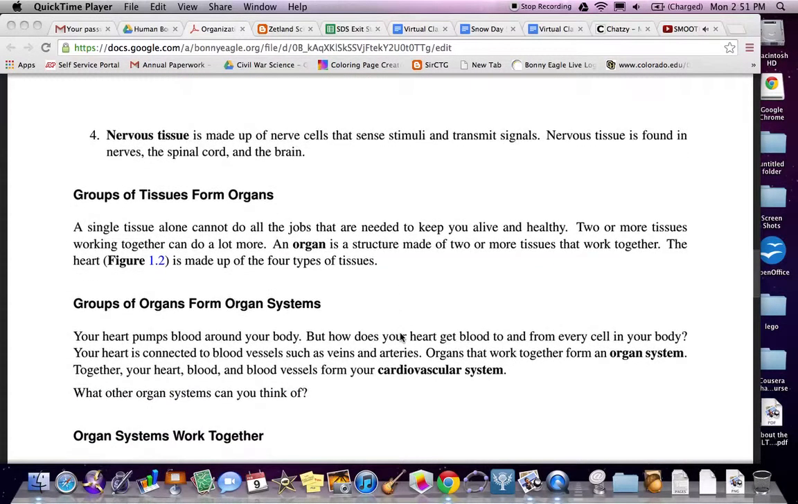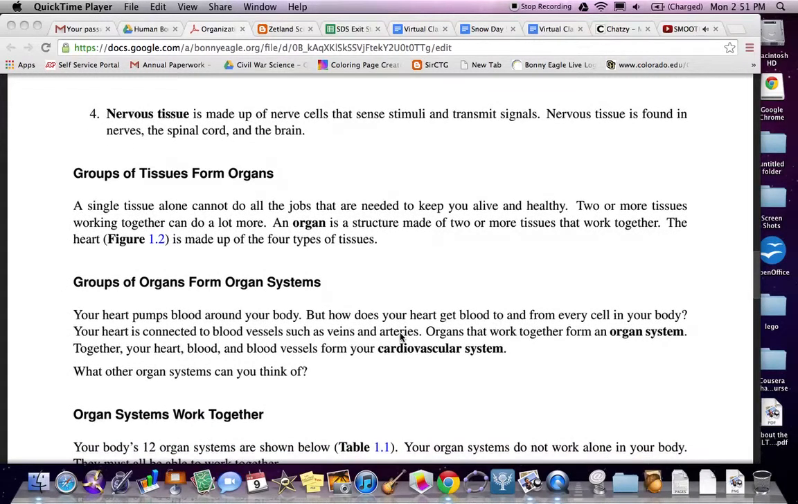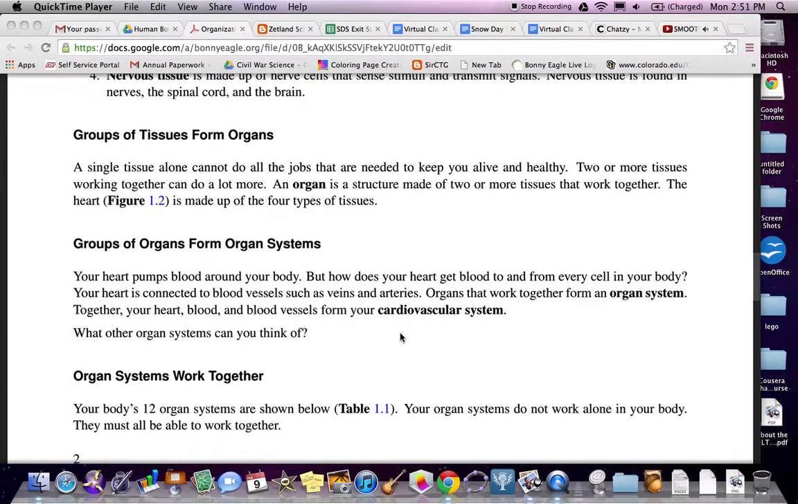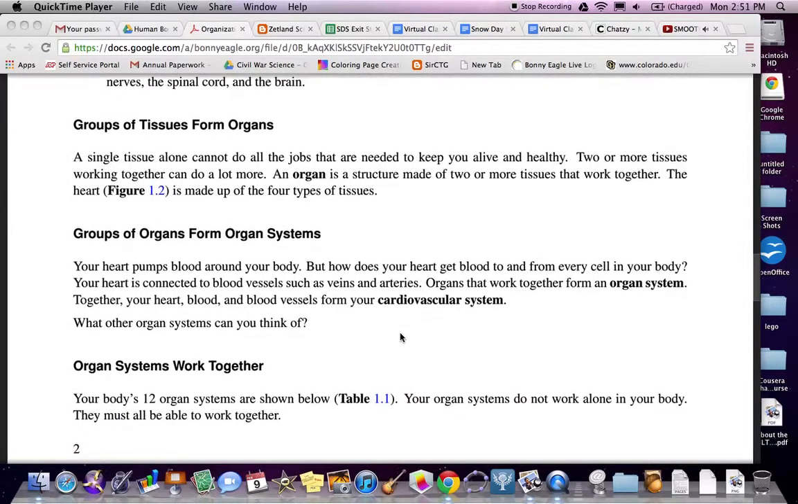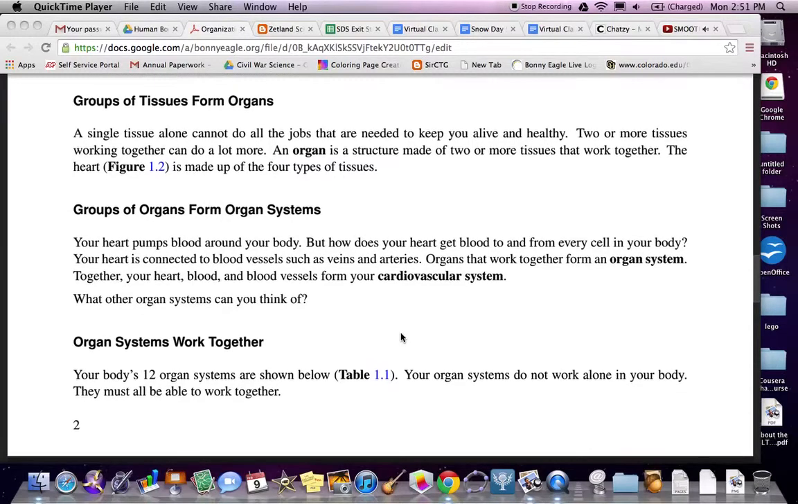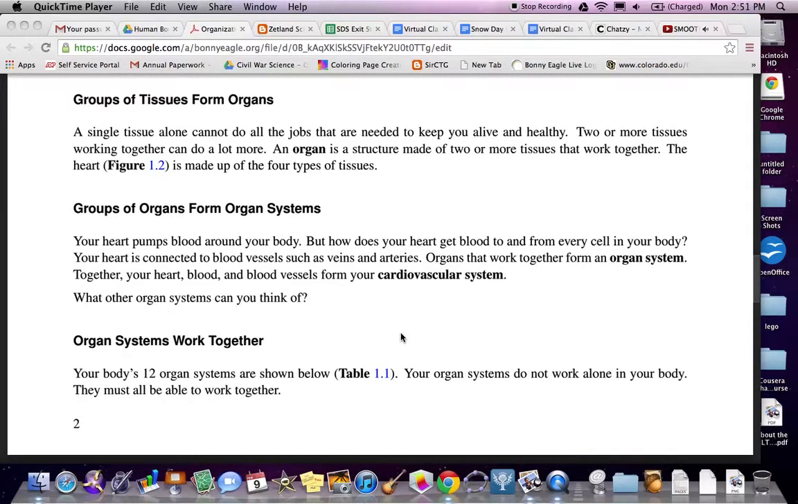Groups of organs form organ systems. Your heart pumps blood around your body. But how does your heart get blood to and from every cell in your body? Your heart is connected to blood vessels, such as veins and arteries, organs that work together to form organ systems. Together, your heart, blood, and blood vessels form your cardiovascular system.